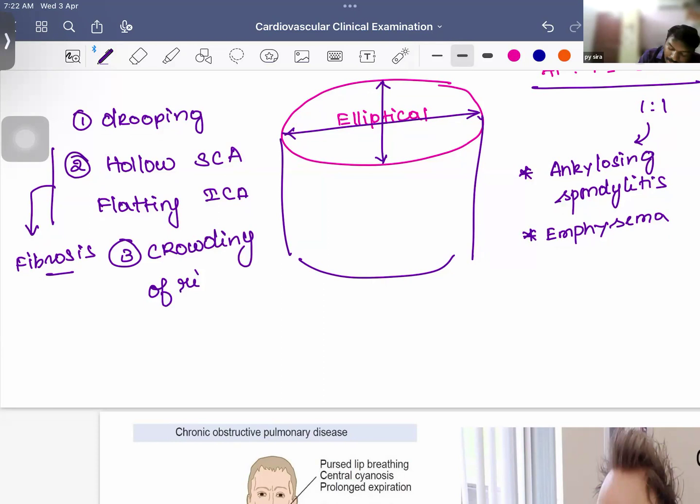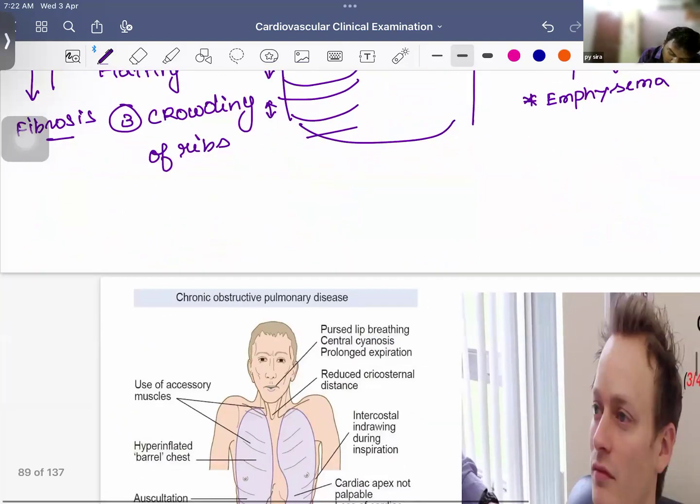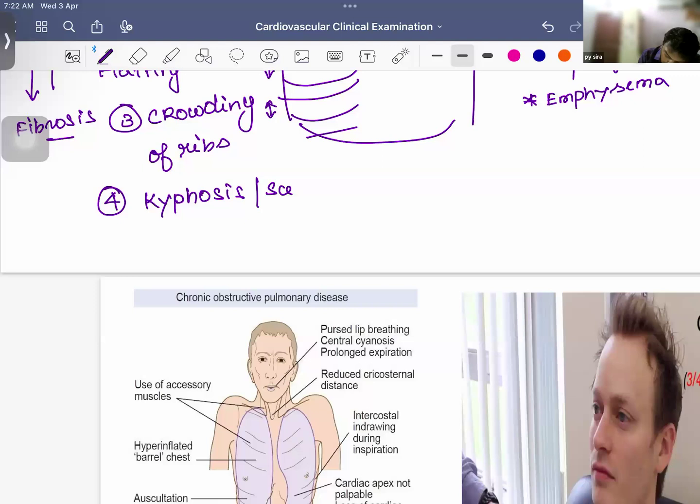Why? Because if this area becomes fibrosed, what happens? There is no one to support the ribs, so the ribs go for crowding. Crowding of the ribs. Then along with this, you should say whether the patient has kyphosis and scoliosis. Kyphosis and scoliosis.